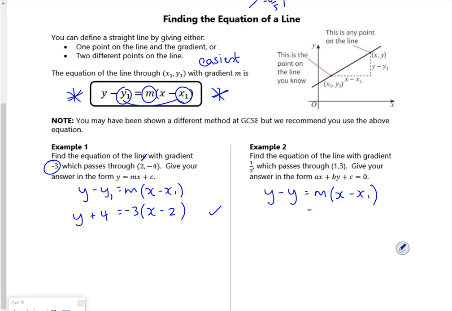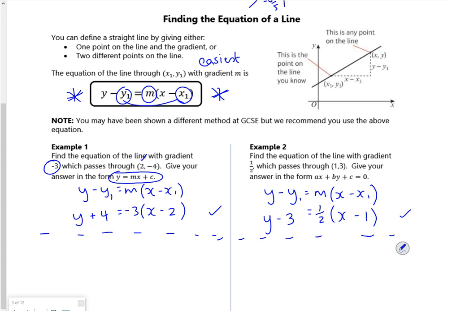So with this one, the gradient is a half, and the coordinate is 1, 3. So it's y minus, which should be a y1 there. Replace the y1 with a 3, replace the x1 with a 1. That's it. So if it asks you for an equation of a straight line, that, realistically, is all you have to do. However, these questions then want you to rearrange it.